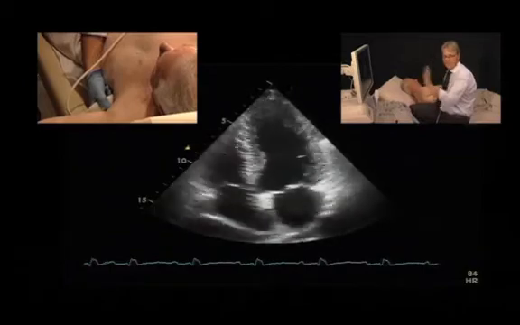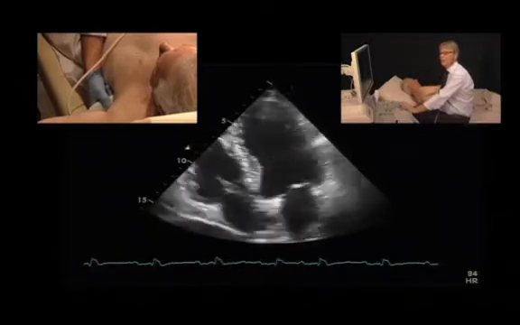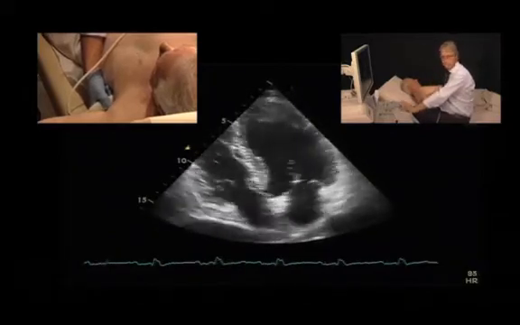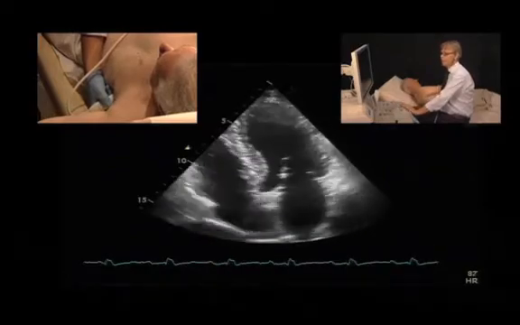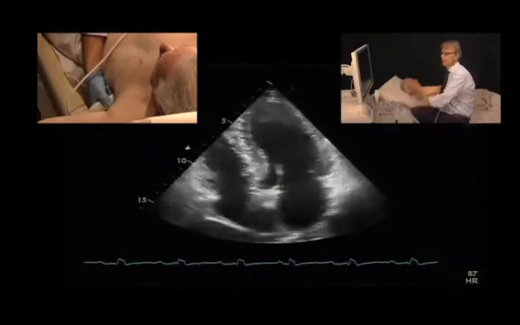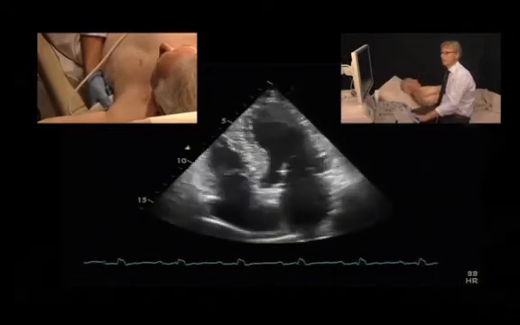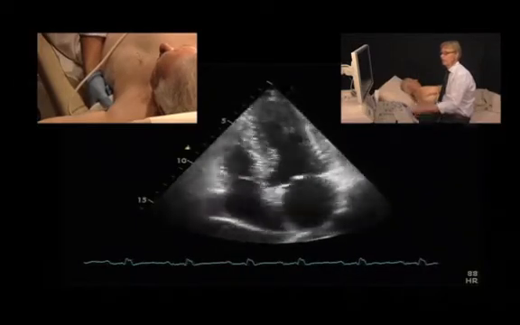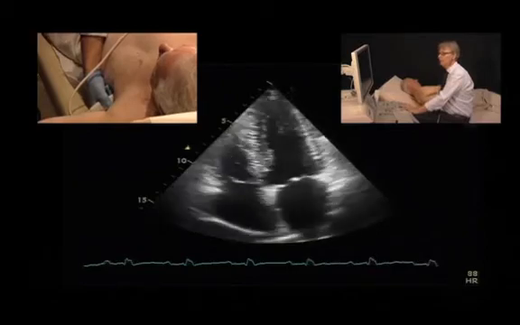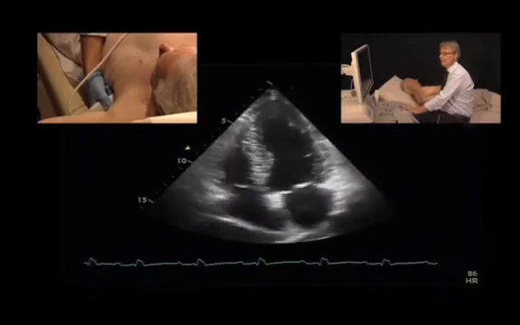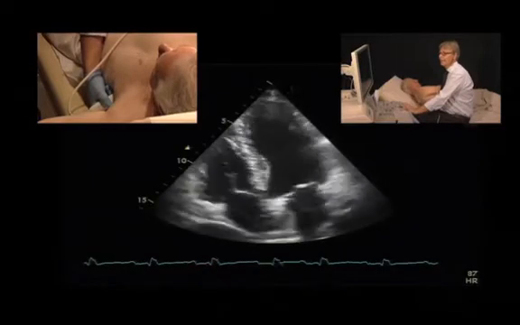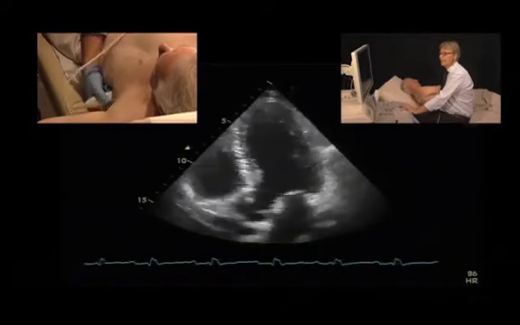When we look at the different segments, we can see that most, or actually all segments have the same wall thickness, so this speaks in favor of hypertensive heart disease. And if we look at the apical segments, we see that they are not more hypertrophied than the rest, so this does not look like an apical hypertrophy, but more like a concentric hypertrophy.